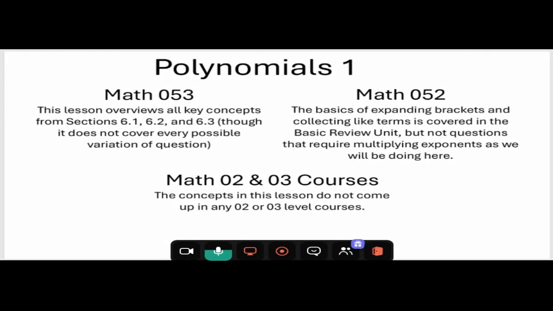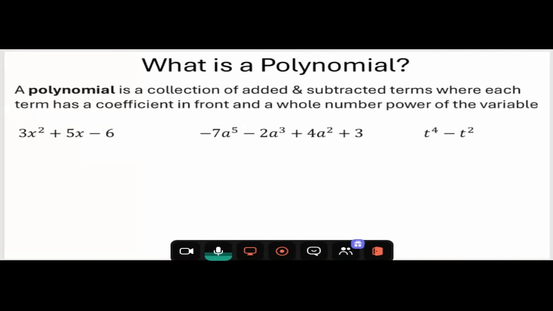Now that sounds worse than it is because 6.1 is really something you can do once you know how to do 6.2. So we're going to do it in that order. So first of all, we're going to talk here about this thing. I've got that word on the screen, polynomial.